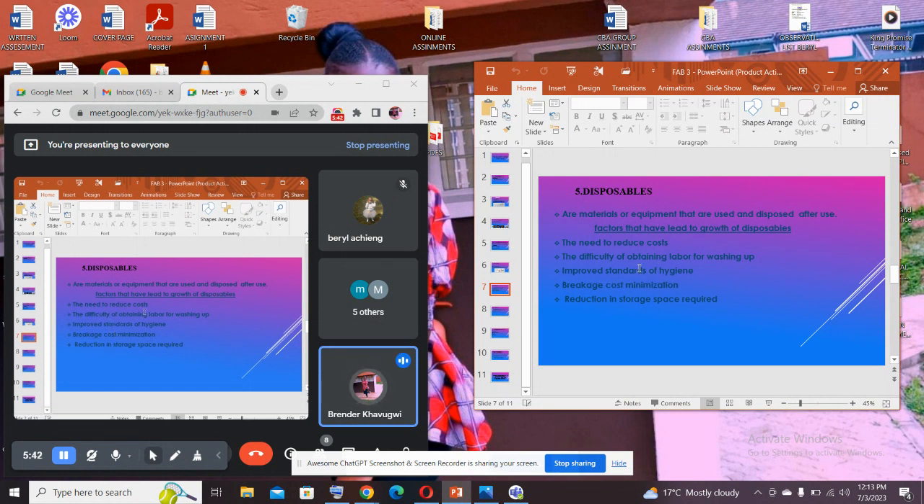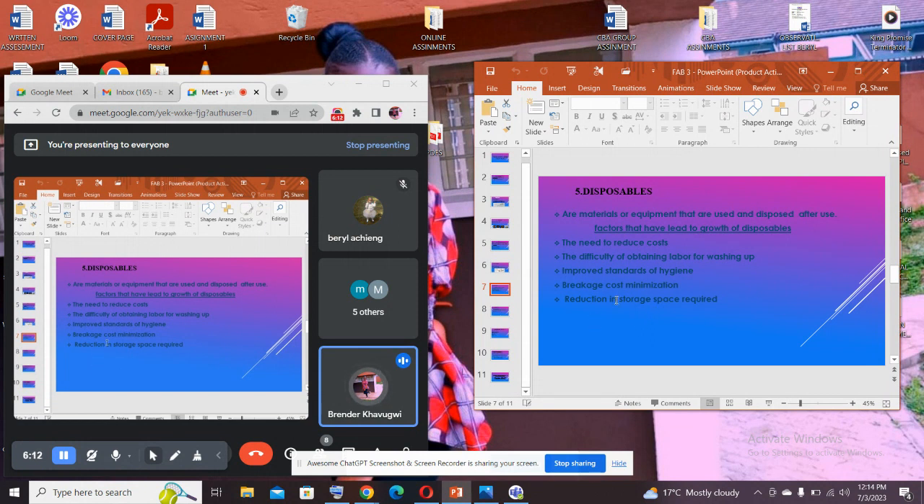saves money on labor cost. Then there is improved standard of hygiene, whereby the disposables provide a higher level of hygiene compared to the reusable items. Then you have breakage cost minimization, whereby using these disposables eliminates the risk of breakages and assures safety with things like fragile or glass items, which will reduce the expenses and prevent hazards.